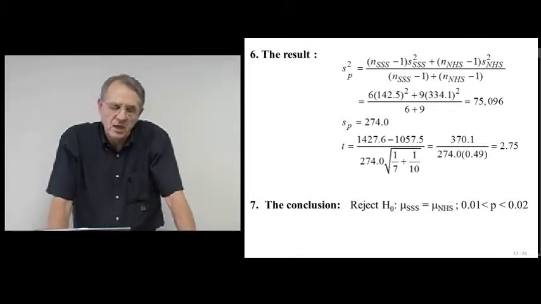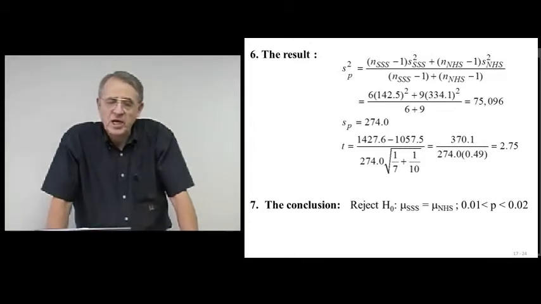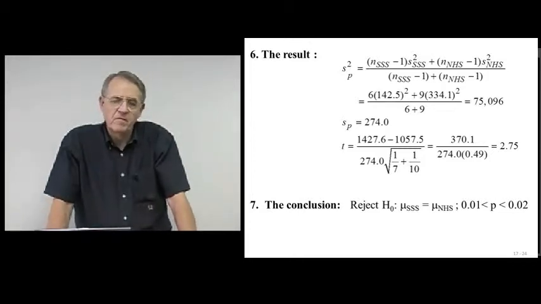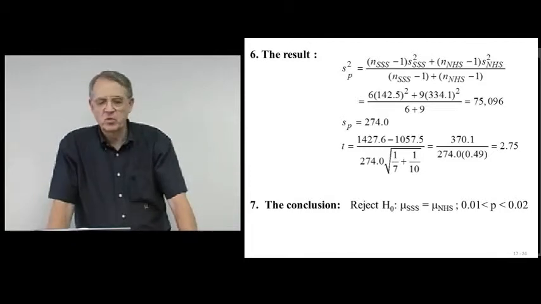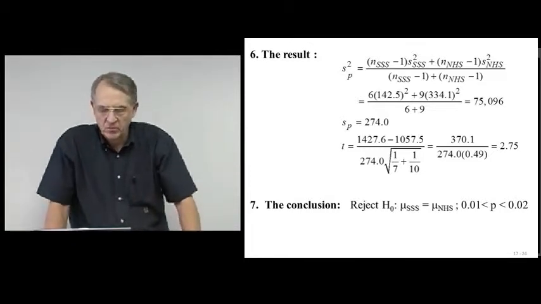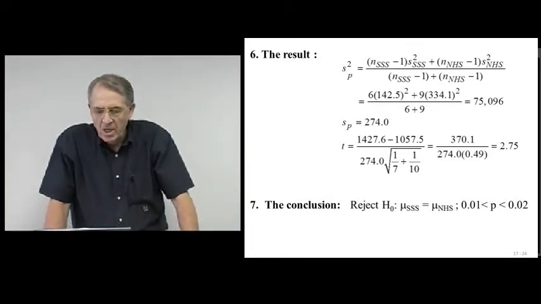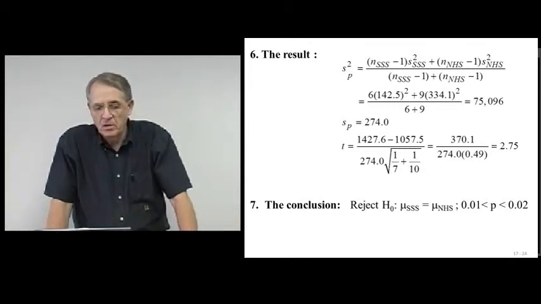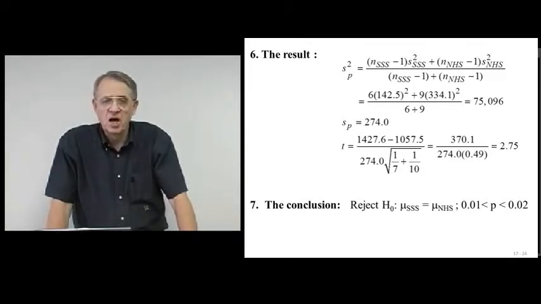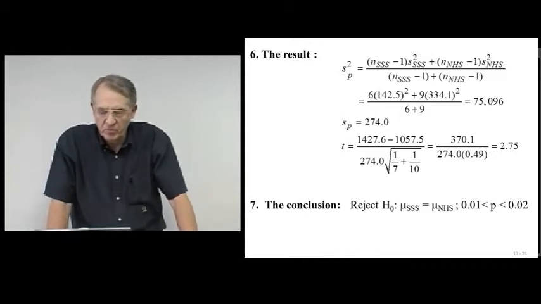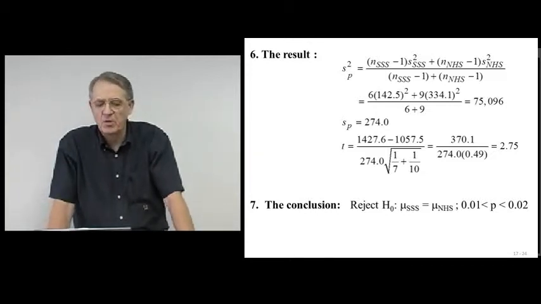So what we said then was that we would reject the null hypothesis if the value we calculated for t was not between plus or minus 2.1 or so, and the value we calculated was not between those two cut points, and so we're going to reject the null hypothesis.